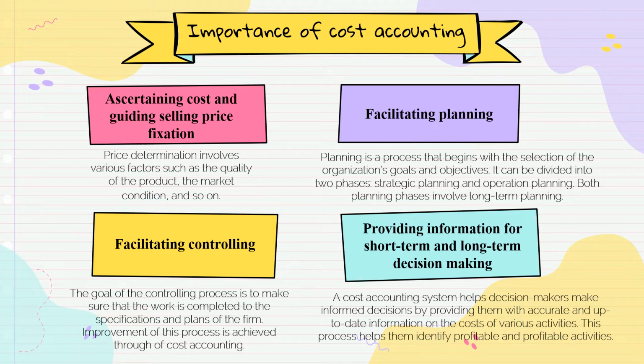Lastly, providing information for short-term and long-term decision making. A cost accounting system helps decision makers make informed decisions by providing them with accurate and up-to-date information on the cost of various activities. This process helps them identify profitable and unprofitable activities.